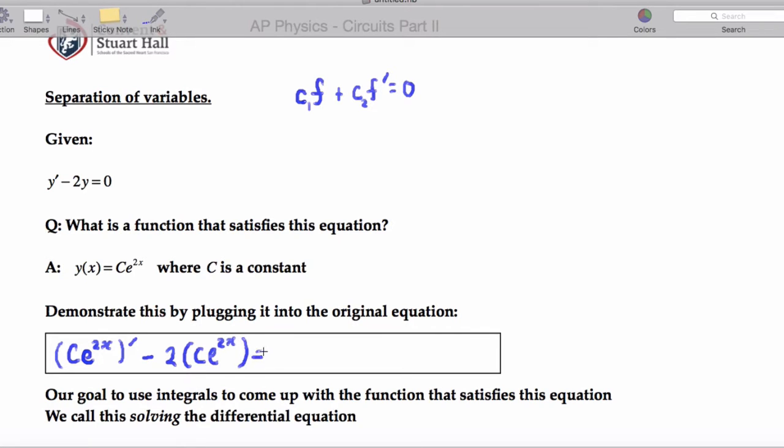And so let's take that derivative. When we take the derivative, that's going to be c times 2e to the 2x. So that's this part right here. And we'll subtract off the 2ce to the 2x. And of course, we do find out that it equals 0. So this in fact does satisfy the equation.